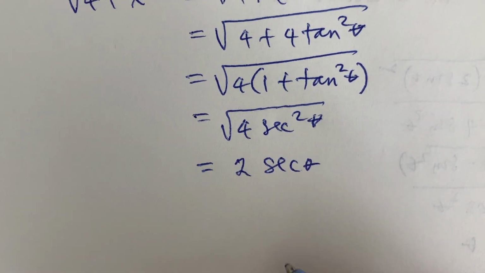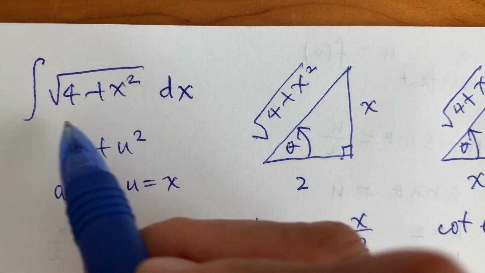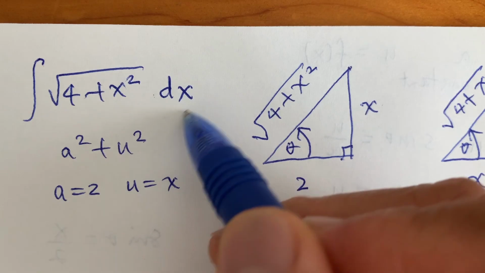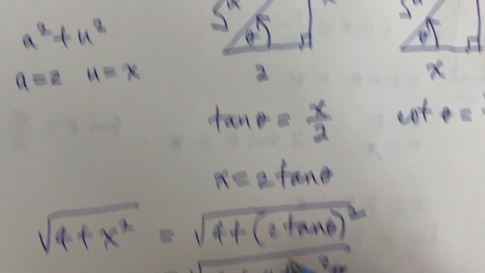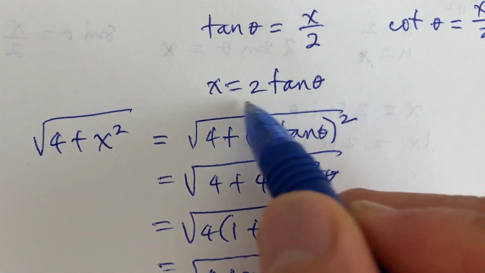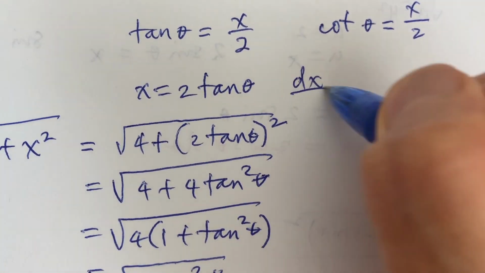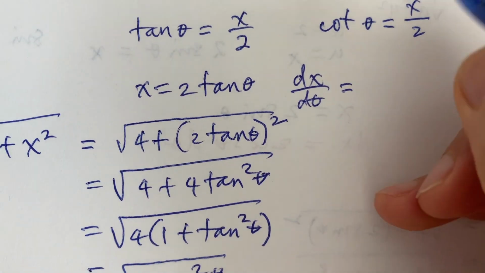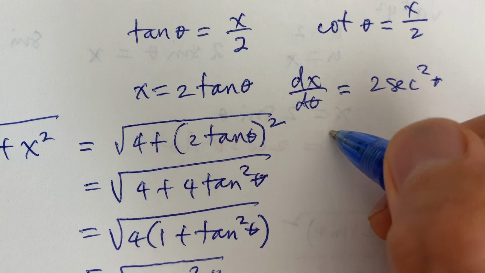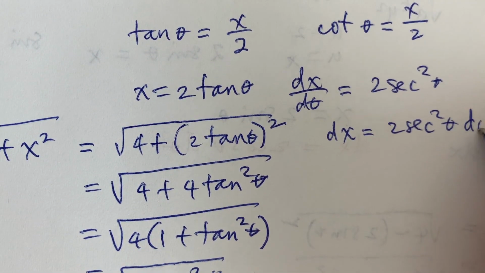Okay, so now we have found a replacement for the square root of 4 plus x squared. We now need to find a replacement for dx, and that will come from this. What is our x? x is 2 tangent theta, so all we have to do is find dx with respect to theta, and that's going to be 2 secant squared theta, which we can write as dx is 2 secant squared theta d theta.